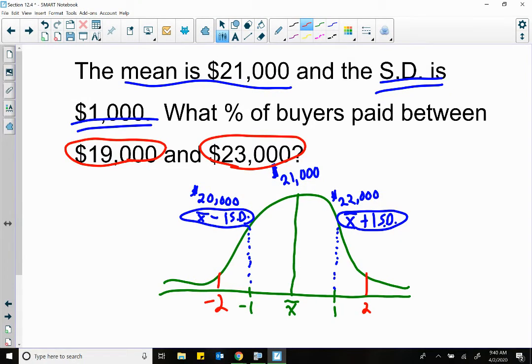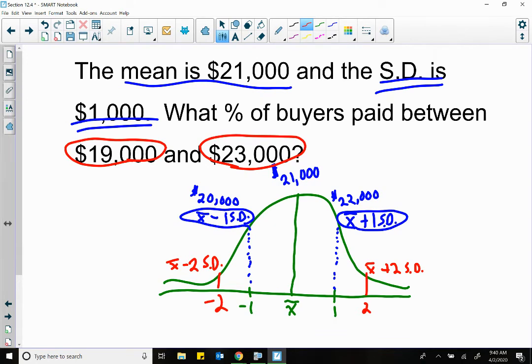And again, you just repeat the process. This guy is going to be x bar plus 2 times the standard deviation. Sorry, this should be plus because we're above. This will be x bar minus 2 times the standard deviation here. Okay?